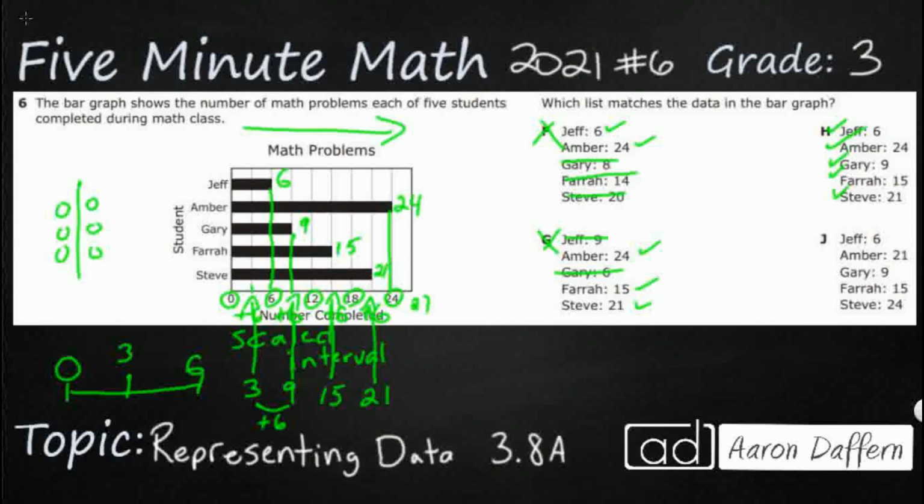Let's make sure. Jeff, 6. Amber, nope. Ooh, that's tricky. That's almost correct. But our answer is H.